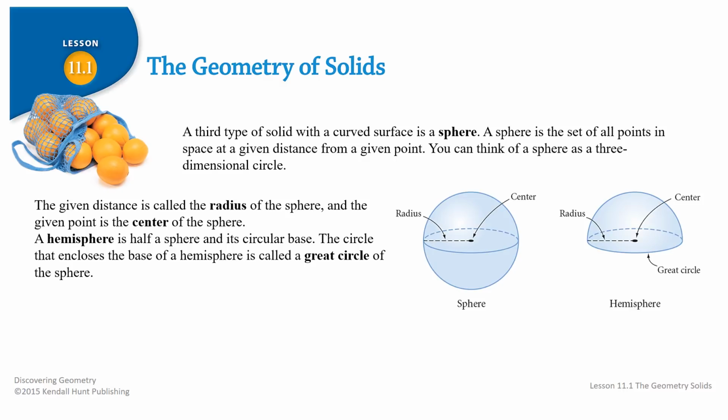Now, a hemisphere is half of a sphere. So we live in the northern hemisphere. We're north of the equator. Southern hemisphere would be south of the equator. The equator, we call it for the Earth, but in a sphere, it's called the Great Circle. So anytime you have any type of hemisphere, that great circle that's at the bottom of the hemisphere, that's what it's called.